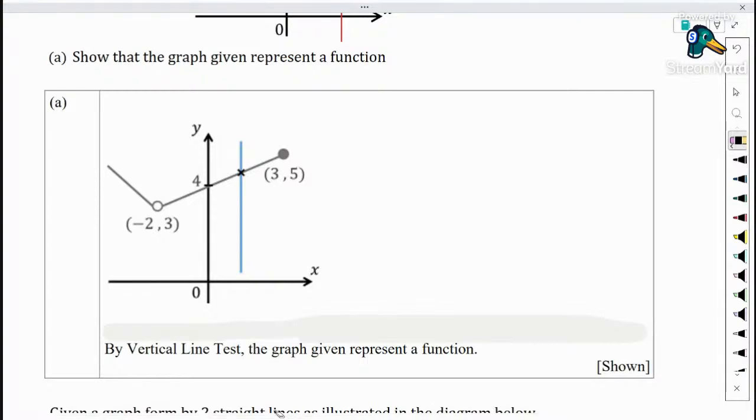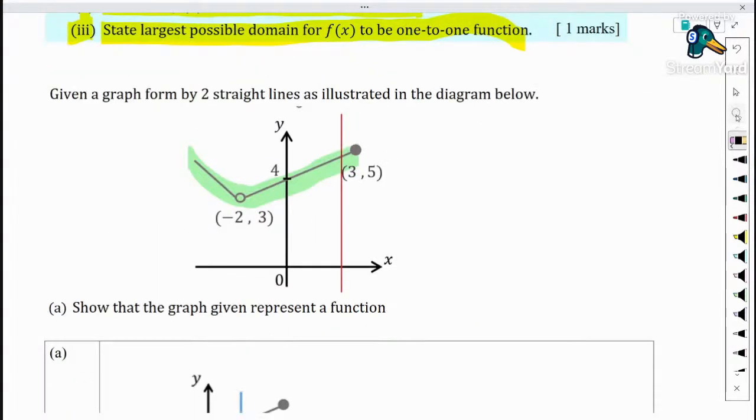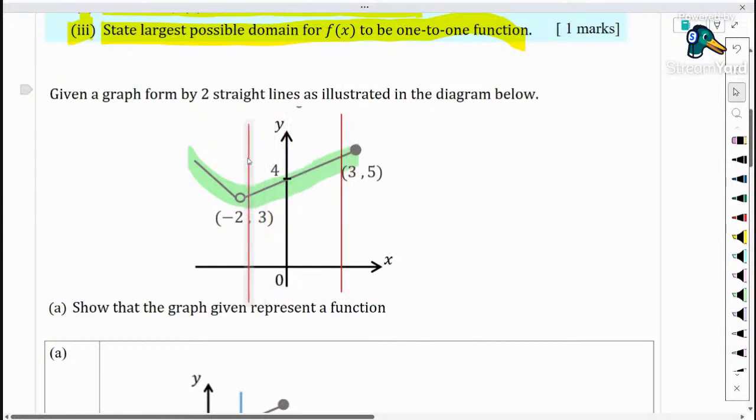And if the question wants reasoning, the reasoning is actually the observations that we perform along this test here, where the observation is that we know that all vertical lines drawn through the domain cut the graph at only one point. What this statement means is that, as we saw just now, if I draw any vertical line along the domain, if I slide anywhere along the graph, you find out that it's always cut at one point.